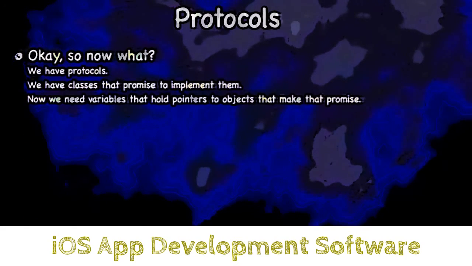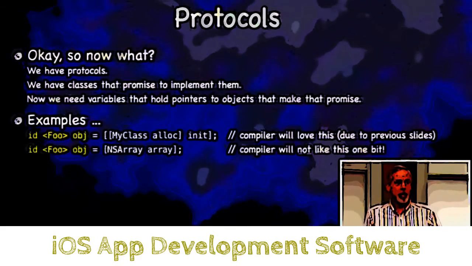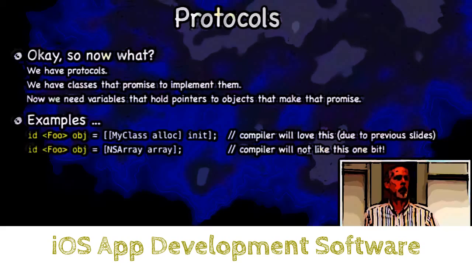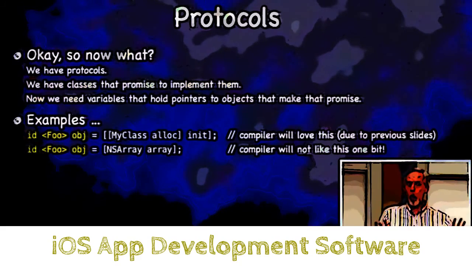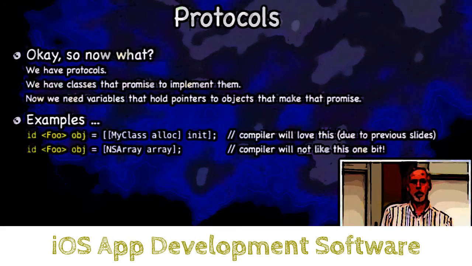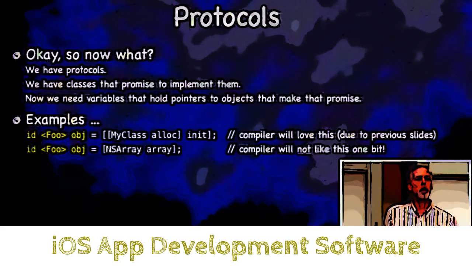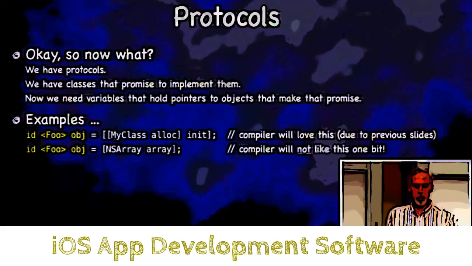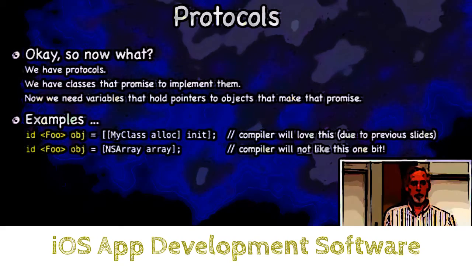Okay, so now I've got a protocol. I've got an object, at least one, that signs up to implement it. Now what? Well, now I can declare variables that are IDs with the additional requirement to implement the required methods of a protocol. So id angle bracket foo obj, hopefully you understand what that means now. That means obj is a variable. It's an id. I have no idea what class it is. Okay, it's id. It's completely blind. However, I know it implements all the required messages in foo. Okay, and it might implement some of the optional ones too, but I know at least the required ones. So if I say id angle bracket foo obj equals my class alloc init, that looks good because on the previous slide I just said that my class promised to implement foo. So the compiler's going to love that. But if I said id foo obj equals NSArray, the compiler's not going to like that because arrays clearly don't implement the protocol foo. They don't implement those methods. Okay? So the compiler will warn you if you do this.